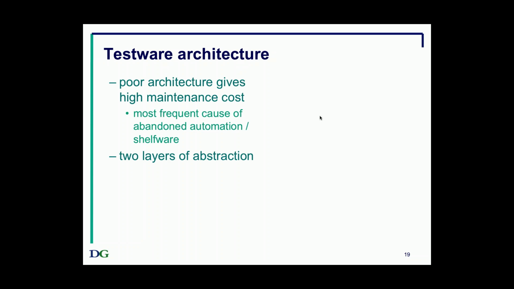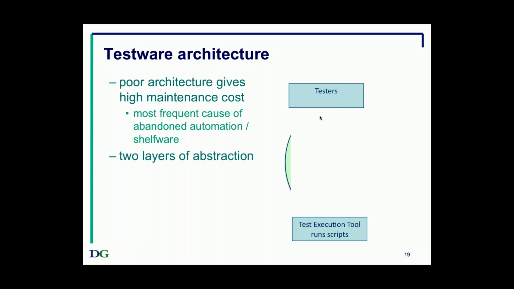So there are two layers of abstraction which are critical. If we have our testers up here and our test execution tool down here, everything in between, you could say, is the testware architecture. And if you do nothing at all, then you are, in effect, accepting whatever the tool has given you. But it's important that you don't do that, because you will not get good benefits from automation.